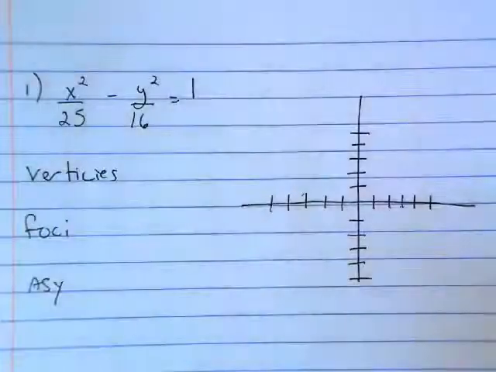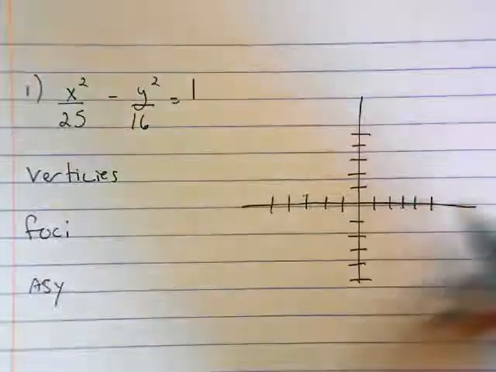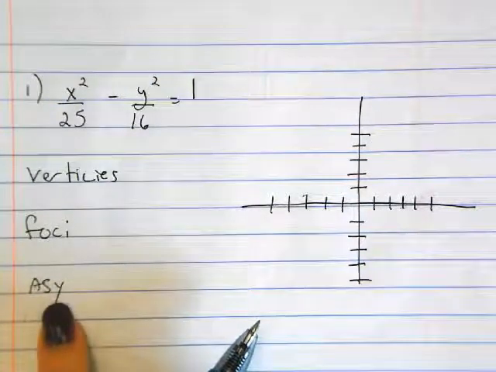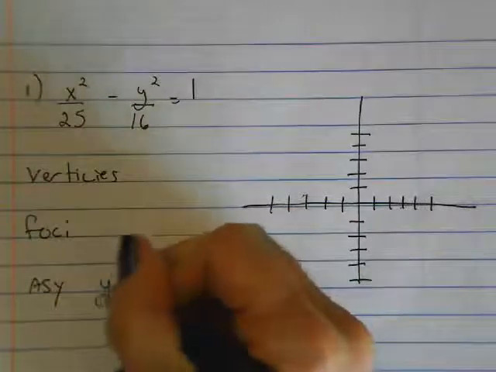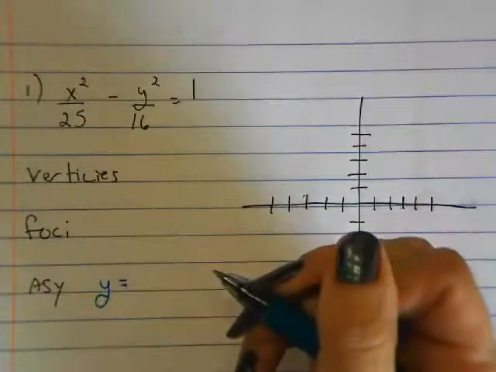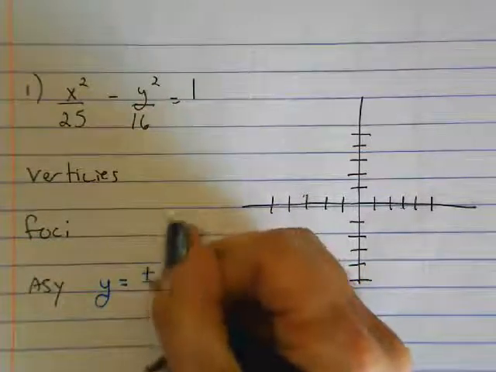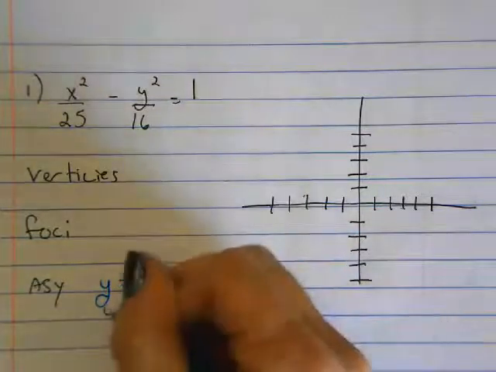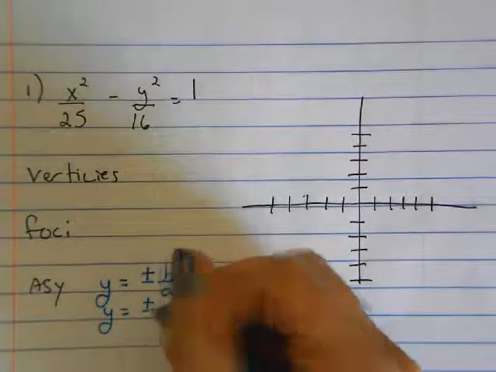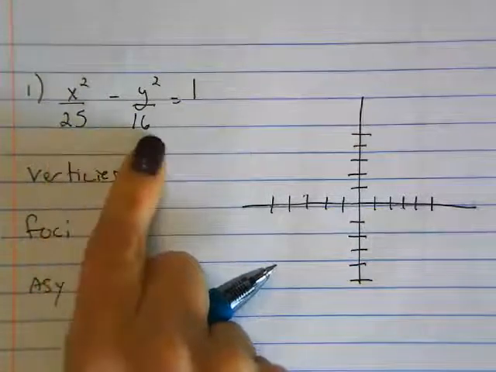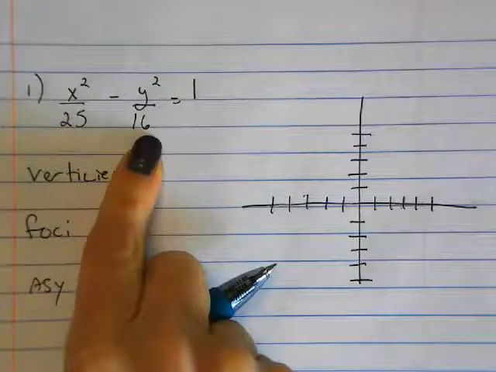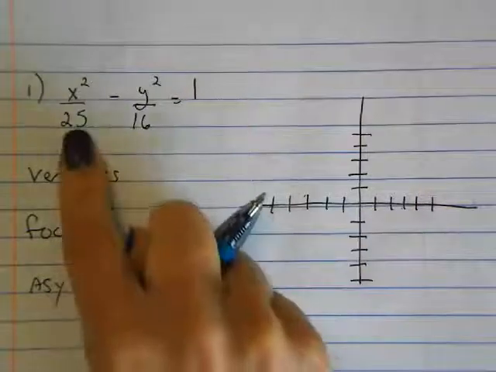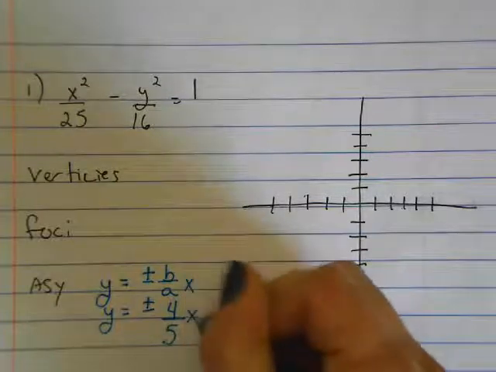Okay? So I'm going to go ahead and jump down here and at least get this for a minute, because this is going to help us quite a bit. So y is equal to, since x is going to lead, plus or minus b over a x. So y is equal to plus or minus, remember this is always a and this is always b in a hyperbola. I'm going to take the square root of 16, which is 4, and the square root of 25, which is 5, so 4 over 5 x.